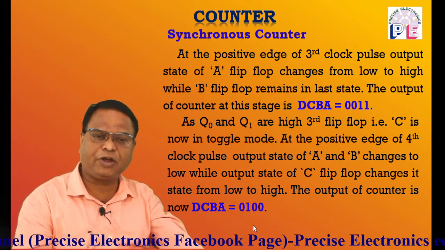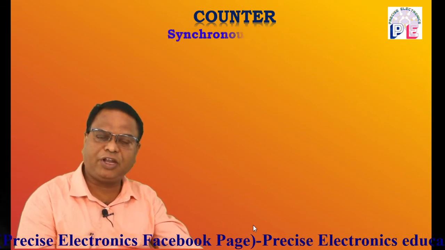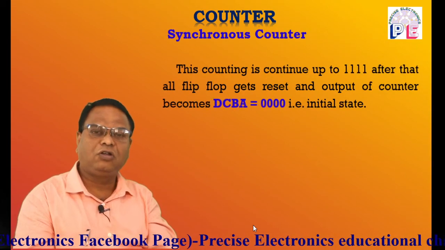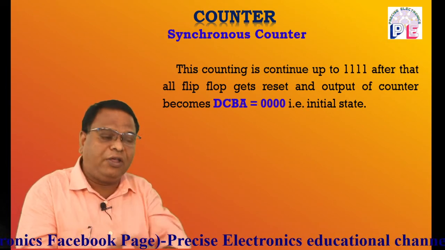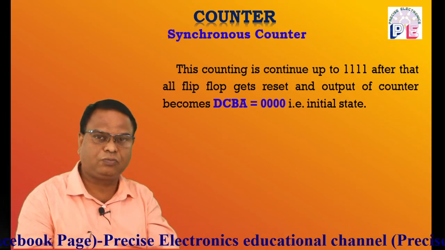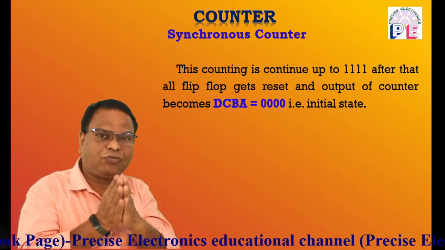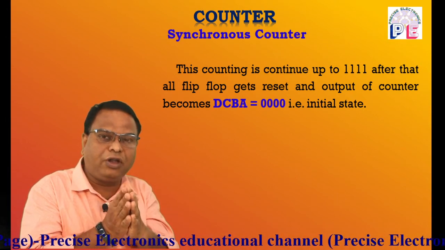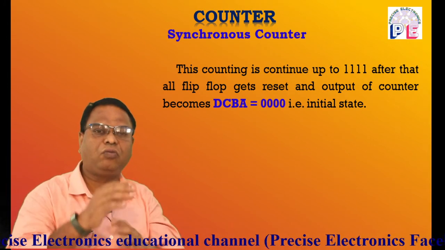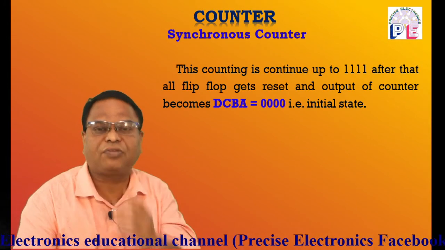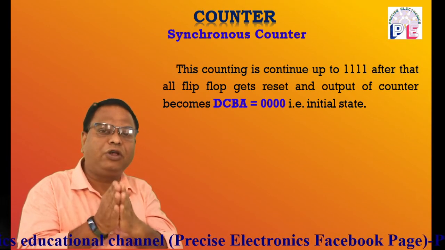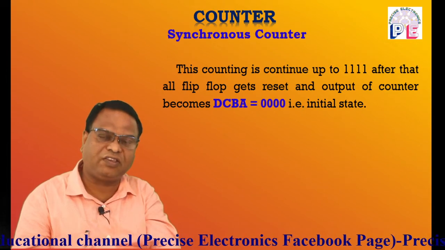This process continues with every clock pulse. The next flip-flop changes its state only when the previous flip-flops are in set mode. The transition of state occurs only when both J and K inputs of that particular flip-flop become high. It goes to high level, and that will happen only when the previous flip-flops are in set mode.